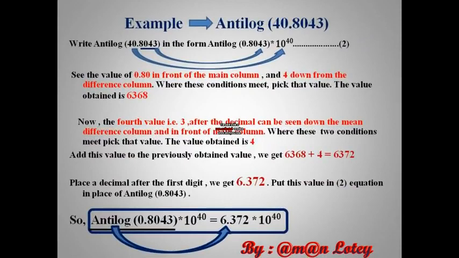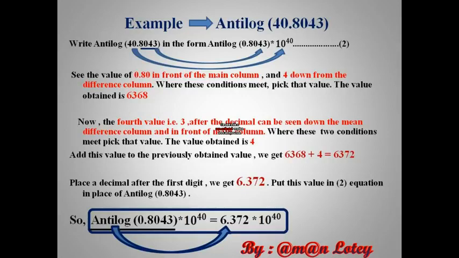Let's take one more example, antilog 40.8043. As we know, we can calculate the antilog of those terms which are placed after the decimal point. So the digits which are before the decimal point, we can raise them into 10 raised to power. So the first step of this question is to convert the given value into the form antilog 0.8043 into 10 raised to power 40. Name this equation 2.